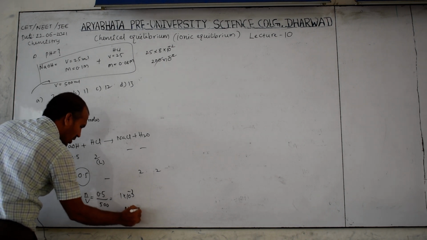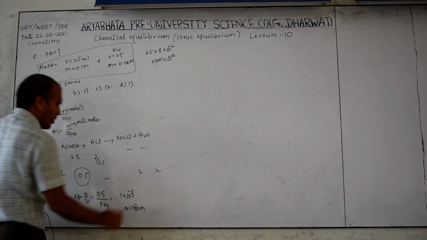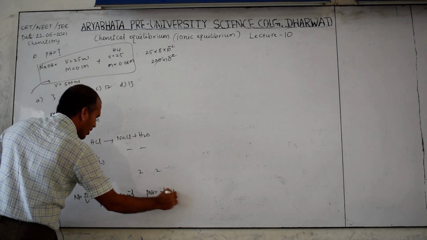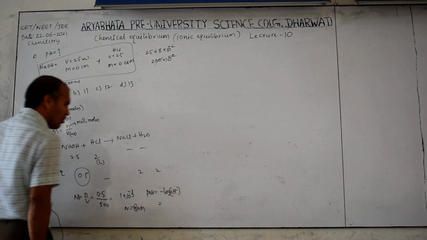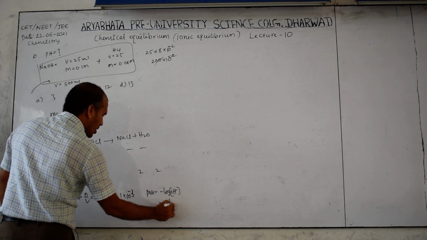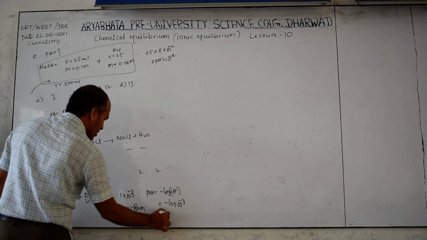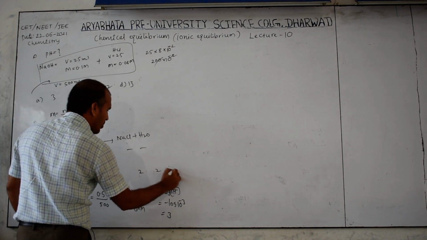Okay, then we got molarity. Normality is equal to n factor into M, therefore this is 1 for any case. Normality and molarity are the same, therefore pOH is equal to negative logarithm of OH minus concentration. Therefore here negative logarithm of 1 into 10 power minus 3, the answer is 3. This is pOH. Then pH how much?